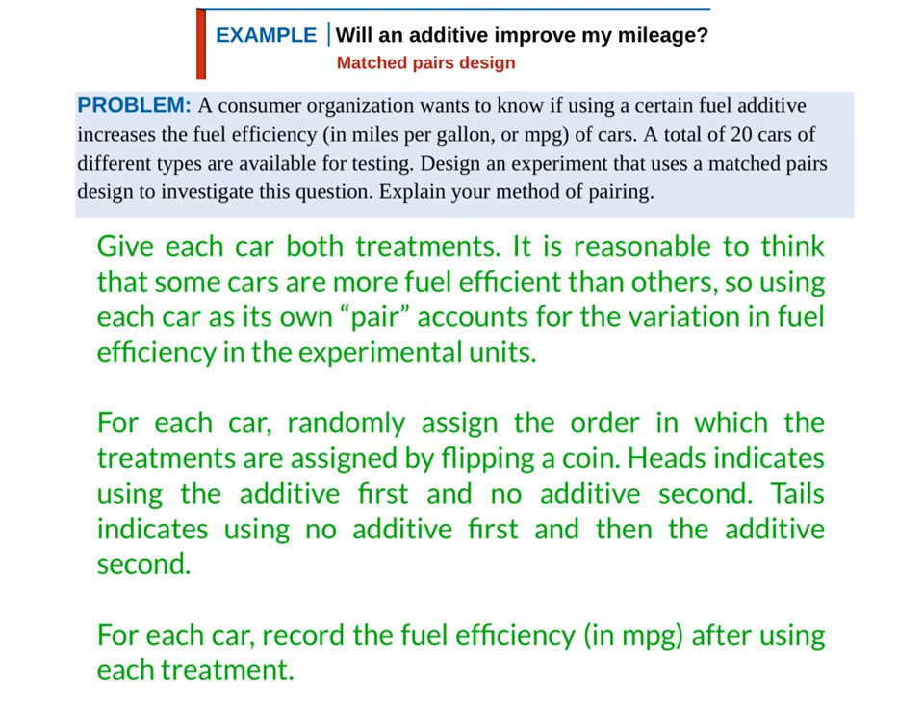So one thing you could do is for each car randomly assign the order for which the treatments are assigned by flipping a coin. Let's say heads indicates that you're going to put in the additive first, record that fuel efficiency, and then record it with no additive. And tails means the opposite. No additive first, and then you put the additive in. So for each car, record the fuel efficiency in miles per gallon after using each treatment and compare. That's one way to use matched pairs design.